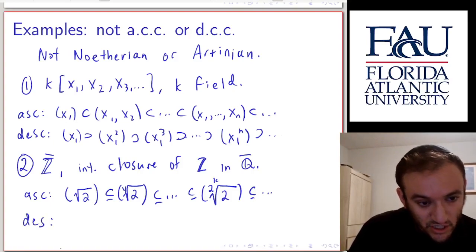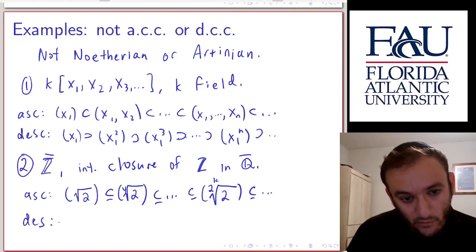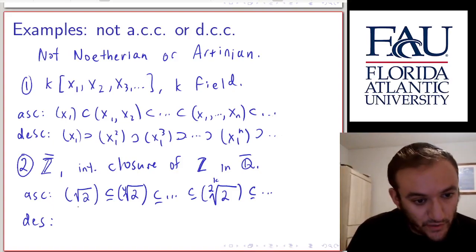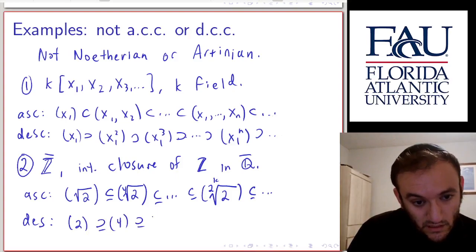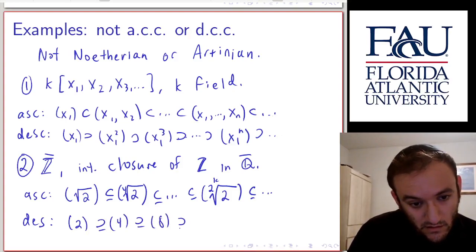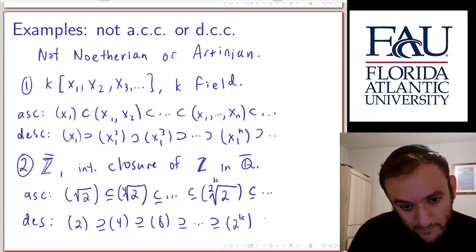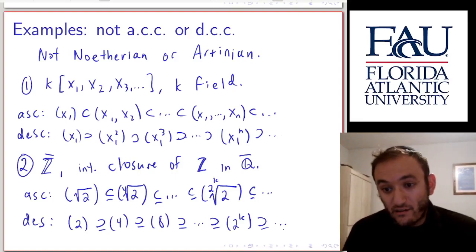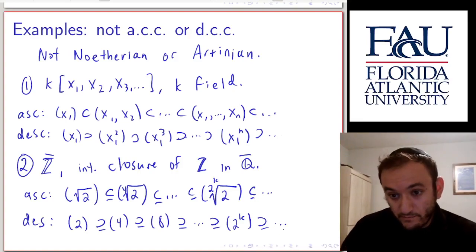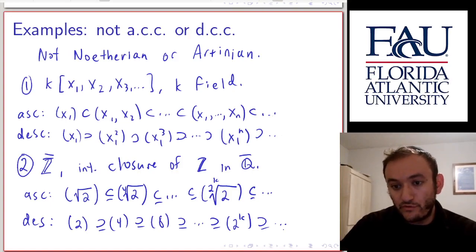Similarly, for the descending chain condition, we have that Z is a submodule of Z bar, so we can easily get (2) contains (4) contains (8), etc., 2 to the k. That part is easy. So these are examples of modules that are neither Noetherian nor Artinian. Now we can move forward to prove some properties of Noetherian and Artinian modules.